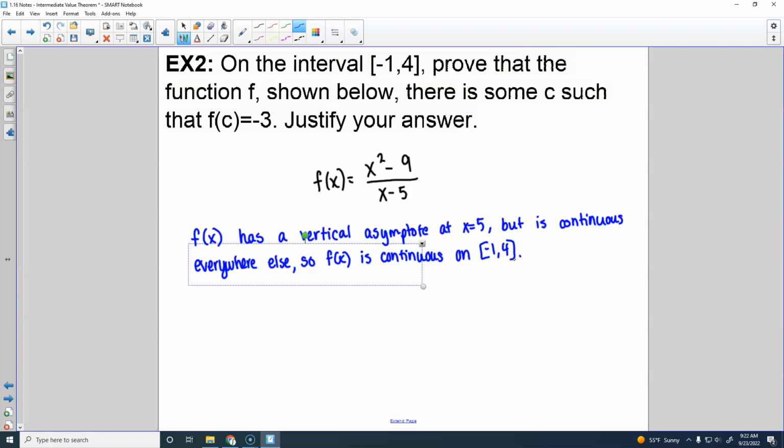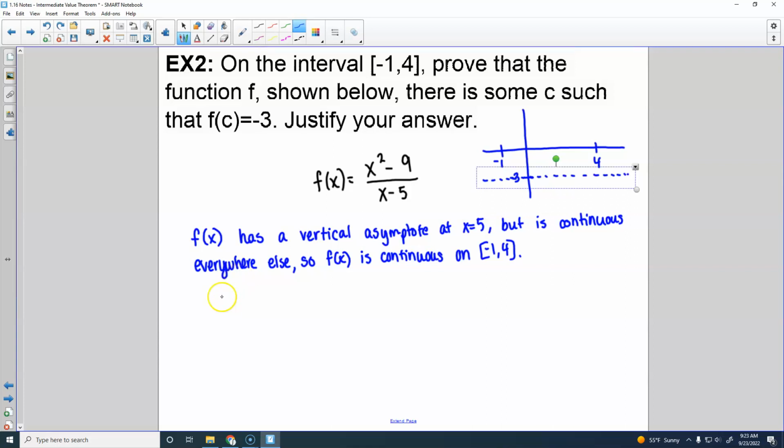And so basically what we need to know here, if we're thinking of a graph, from -1 to 4, so let me draw that graph again. From -1 over here to 4, we want to see if our function ever equals -3, right? So for the intermediate value theorem, the information we need is where our endpoints are. Because if one of them is above and one is below, then we know it's got to cross -3 there.